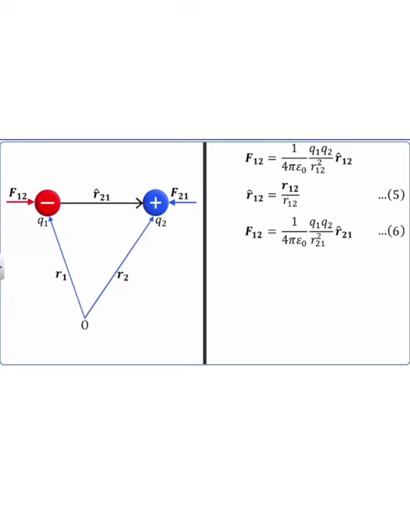Since unlike charges attract each other, in this case the product of the charges Q1 and Q2 will be negative. The unit vector R21 cap is given by equation 7. According to Newton's third law, Q2 experiences an equal and opposite electrostatic force to the one experienced by Q1. Therefore, we can write F21 is equal to minus F12.